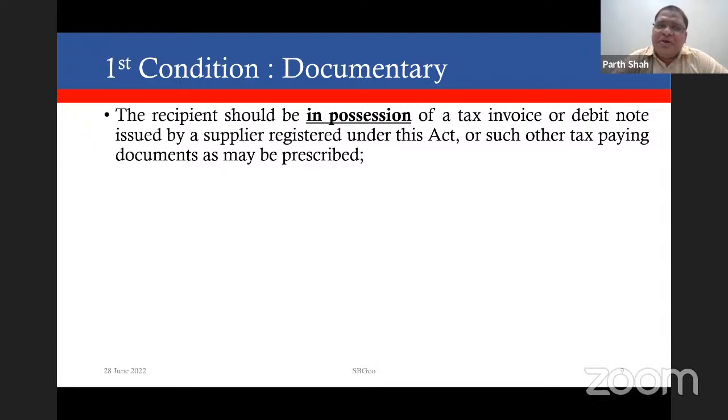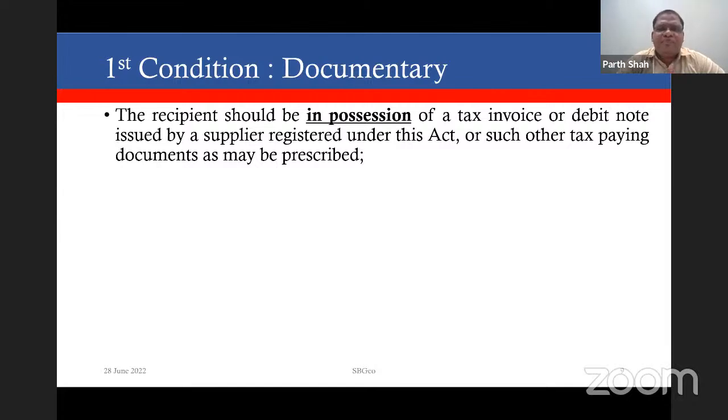The first condition is that the recipient should be in possession of a tax invoice or debit note issued by a supplier registered under this Act, or such other tax-paying document as may be prescribed. This is very important. We also see many show cause notices where officers, at the time of investigation or audit, ask for some invoice copies which we have not been able to provide because of the old time period, it being a very old document. That has resulted in notices to taxpayers saying that you do not have documents in your possession, so we are disallowing the credit. The same situation may continue under the GST regime also.